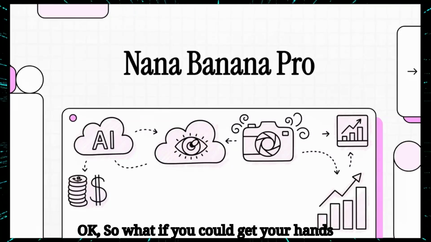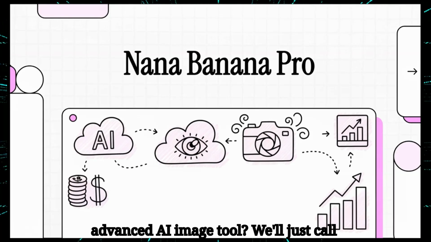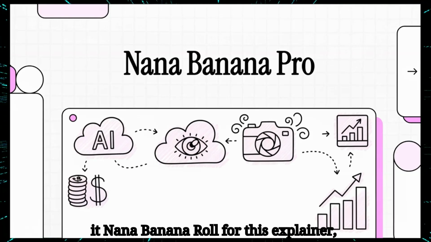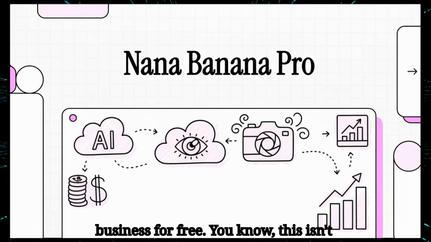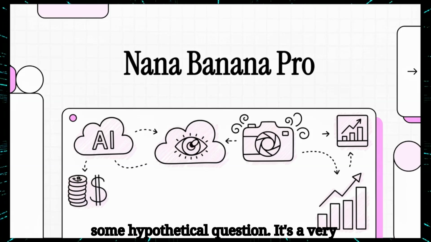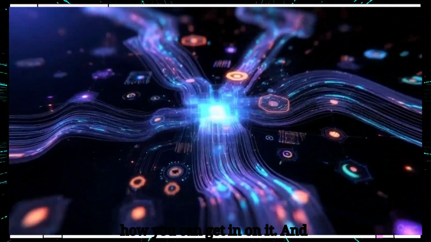Okay, so what if you could get your hands on what is probably Google's most advanced AI image tool, we'll just call it Nano Banana Pro for this explainer, and then turn it into a real, actual business for free? You know, this isn't some hypothetical question. It's a very real opportunity that's happening right now, and we're going to break down exactly how you can get in on it.